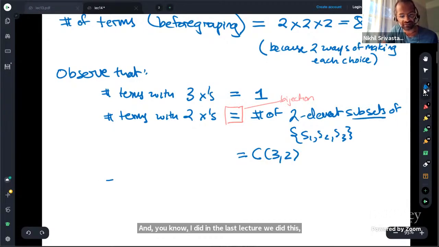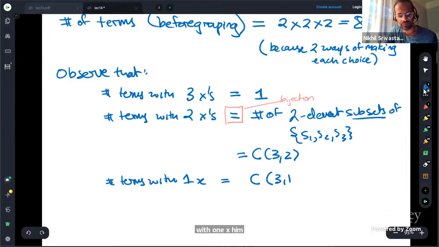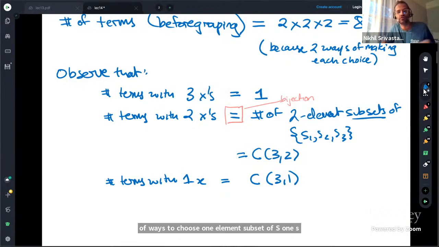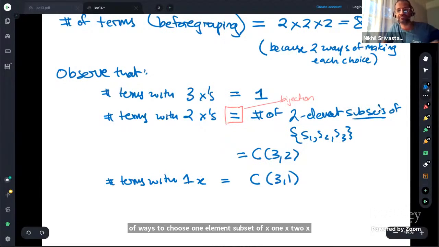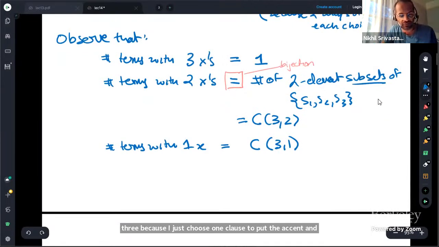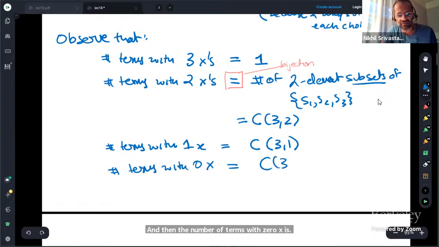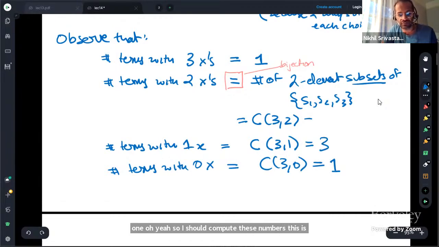And so similarly, the number of terms with 1 x is C of 3, 1, the number of ways to choose a one-element subset of S1, S2, S3, because I just choose one clause to put the x in. And then the number of terms with 0 x's is just C of 3, 0, which is 1. Okay, so I should compute these numbers. This is 3, and this is also 3.